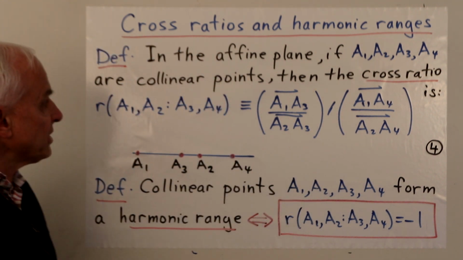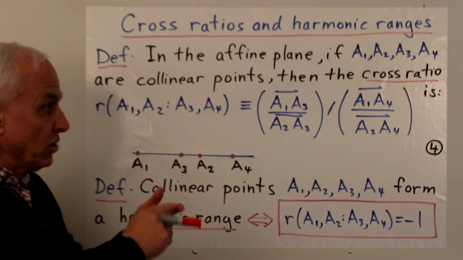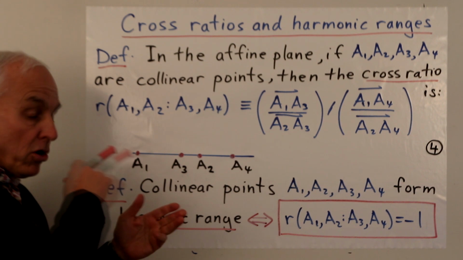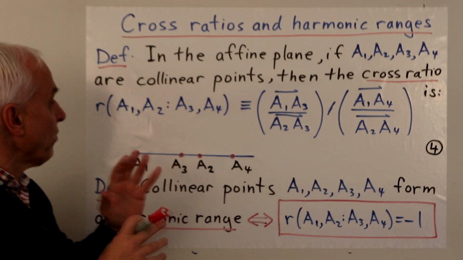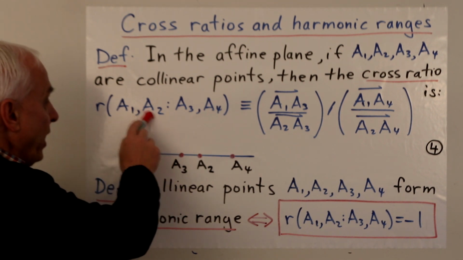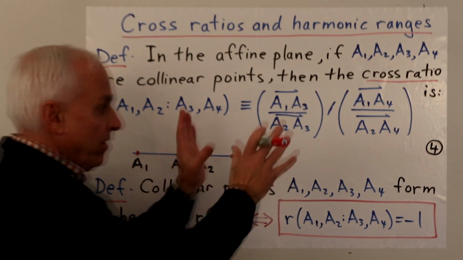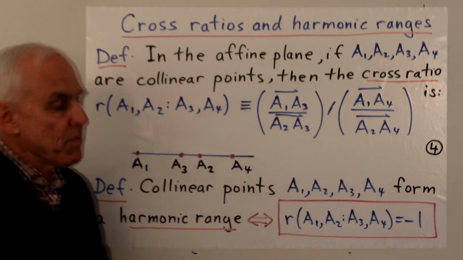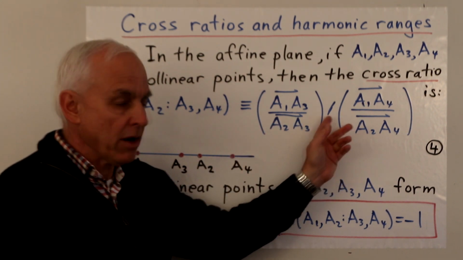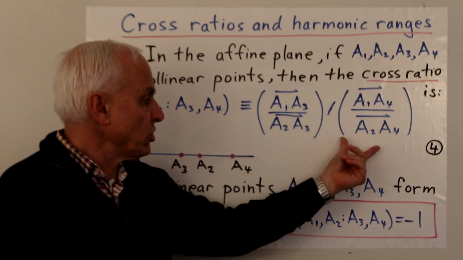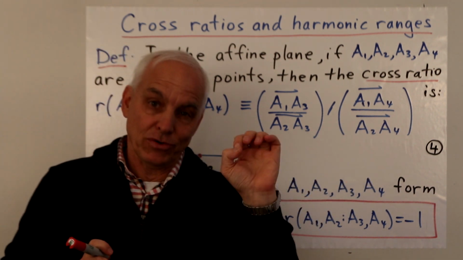So let's start with this definition: in the affine plane, if we have 4 points, A1, A2, A3, and A4, and they are collinear, so they're all on a line, then their cross ratio, the cross ratio little r of A1, A2, colon A3, A4, is this number. The number itself is a ratio of 2 ratios.